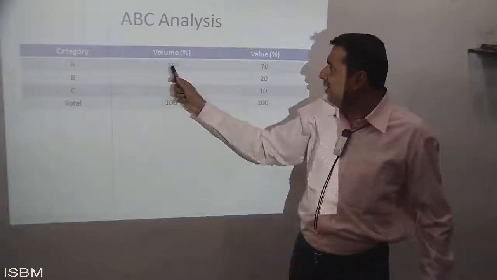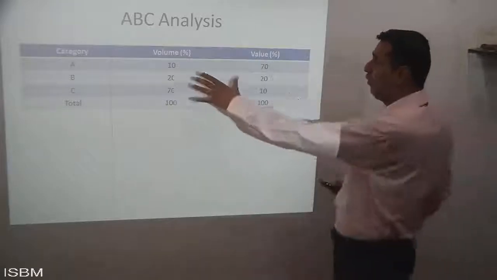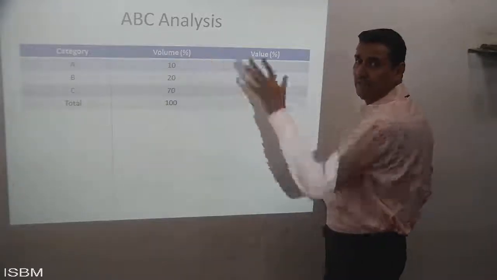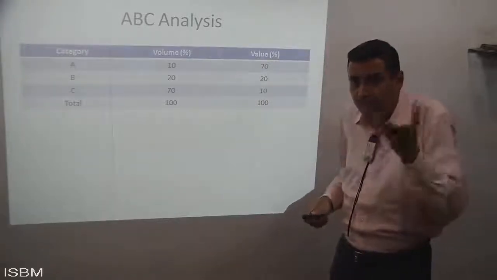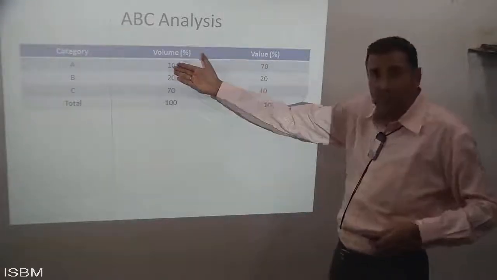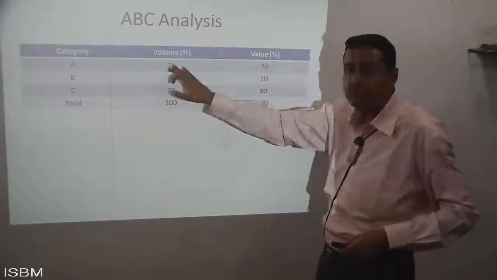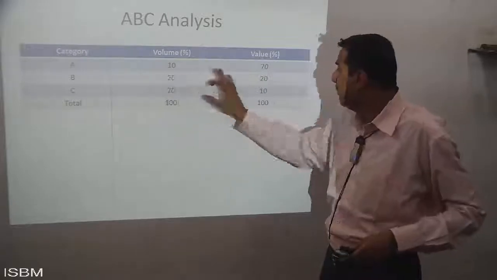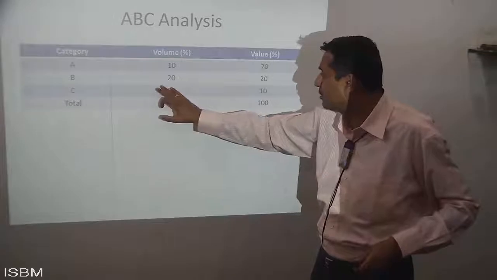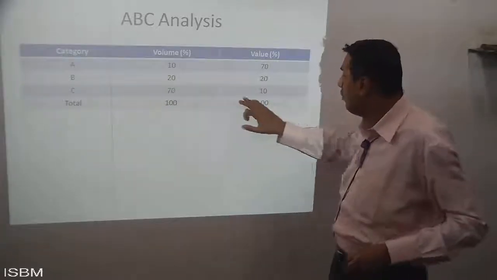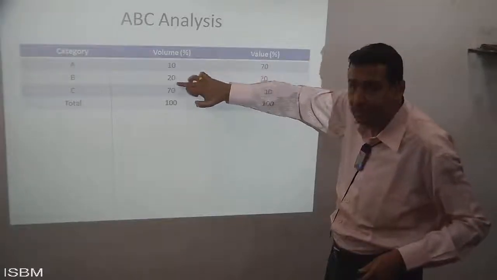See, category A: volume 10%, value 70%. The company will focus on this for controlling and managing the inventory. For B and C, they will not put much emphasis. Then B is 20% having 20% value, and C is 70% of volume, which is particularly very small items, where companies generally don't put much effort in managing inventory. The company tries to focus only on A and B, not on C category.